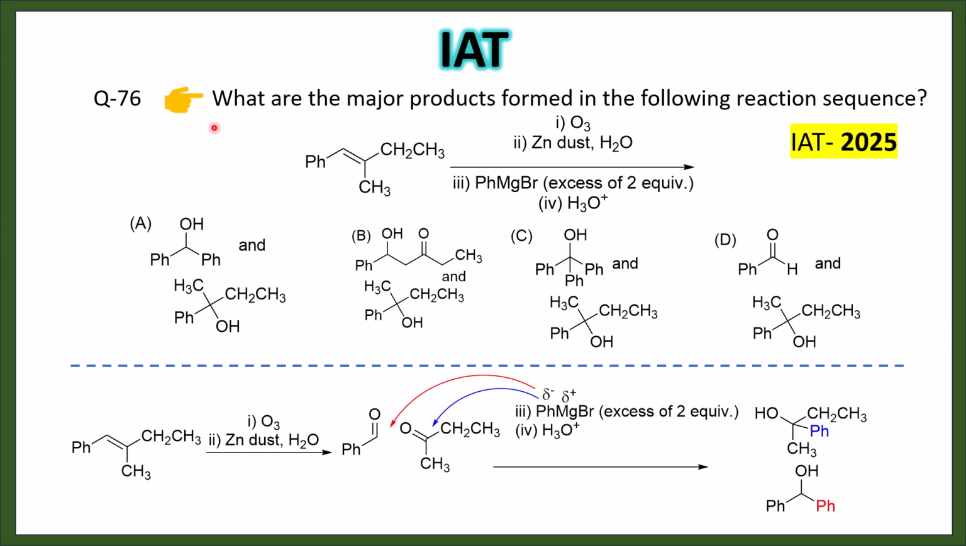Now question number 76. What are the major products formed in the following reaction sequence? The reaction sequence is ozonolysis, then reaction with Grignard, and then acidification. First ozonolysis gives this aldehyde, and from this part it gives a ketone. Then 2 equivalents of phenyl magnesium bromide act as a nucleophile, attack the carbonyl center, and give this alcohol, and this product also gives another alcohol. So the correct option here is this one.